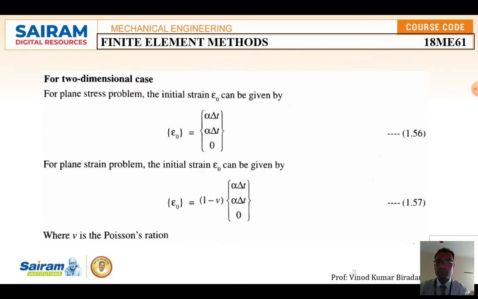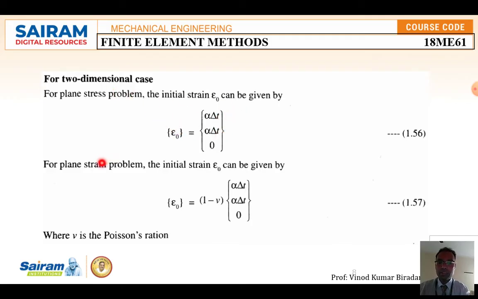For the 2D plane stress problem, the initial strain epsilon naught is given by alpha delta T1 for the first direction, alpha delta T2 for the second, and 0. 2D means x and y direction, z will be 0. So epsilon naught is alpha delta T1, alpha delta T2, 0. This is for the 2D element.